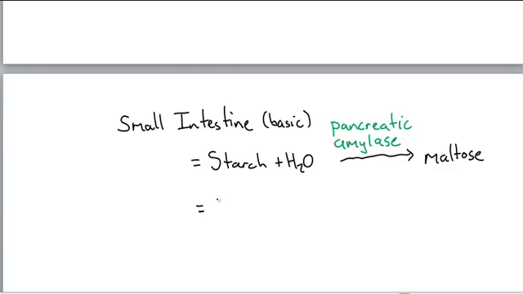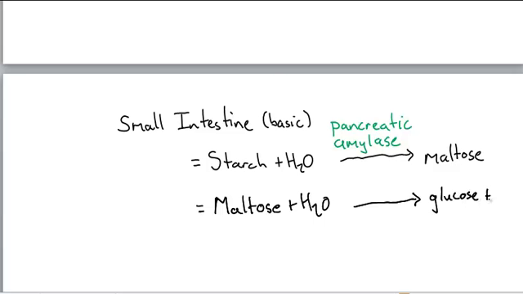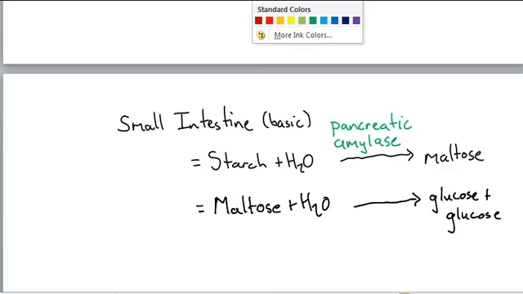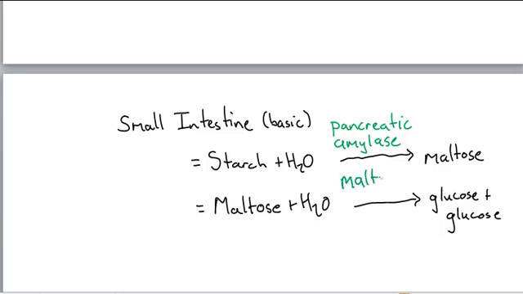That maltose is then further digested. And do you remember what the building blocks of maltose were? It goes down into the monomer form of glucose plus glucose. And the enzyme for this is somewhat intuitive. It's called maltase.